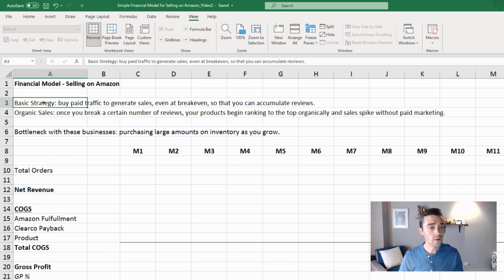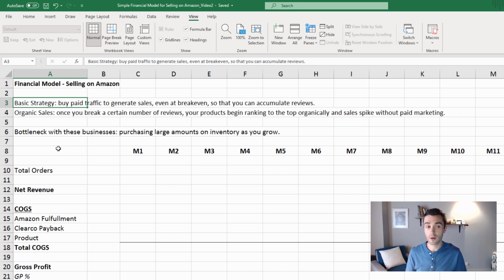So for those of you who don't know, selling on Amazon requires a very specific growth strategy. They're a giant platform for purchasing products. So when you launch a product on Amazon, in general in the beginning you want to buy traffic. You basically pay for advertising on the Amazon platform to try to generate paid sales, even if you need to do that at a break even or even at a loss for each sale, because the point here is not to make money in the beginning, it's to accumulate reviews.